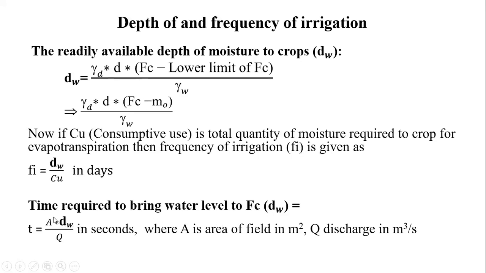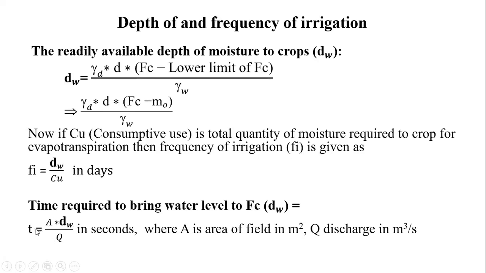Means what unit you will get: square meter as an area, DW as a meter, so meter cube upon discharge in meter cube per second. Meter cube will get cancelled, and we will have a unit only in seconds. Means time will be in seconds. If you consider discharge in meter cube per hour, the numerator will be in meter cube, so meter cube will get cancelled and we'll have the unit for T as hours.